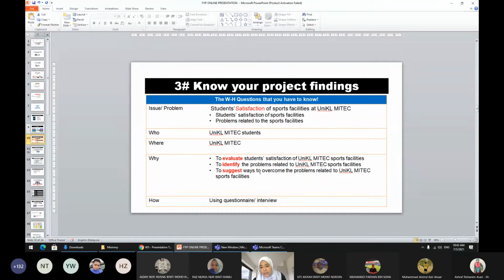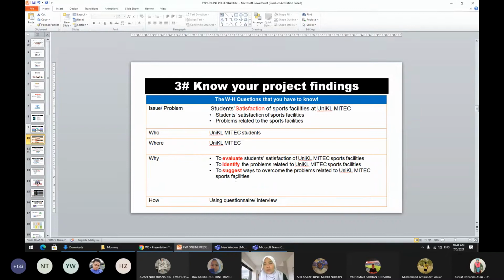So why here is basically the objective of your research. Example here: to evaluate student satisfaction of UniKL MITEC sports facilities, to identify the problems related to UniKL MITEC sport facilities. Let's say that you only have 2 objectives, then just 2. No need to add some more. Oh, Madam Nurul stated in the sharing session we need to put 3. No guys, whatever you have discussed with your supervisor, whatever you have prepared earlier, use that as the objective of your research. All right, and then another one is to suggest ways.